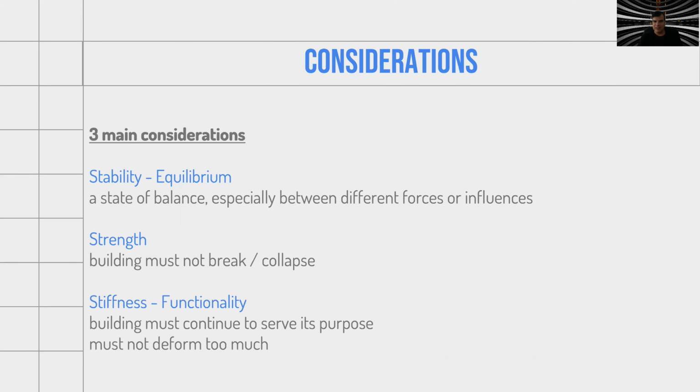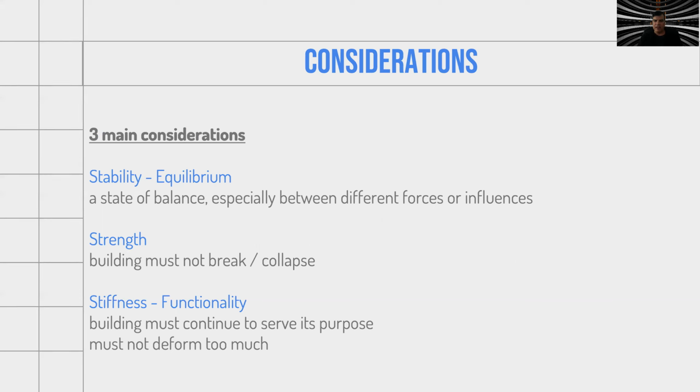There are three main considerations when we design a structure. One, stability and equilibrium, that is the balance between the different forces. If the element is not stable, it will tend to move, and that is not convenient. Two, strength. The structure must not break and cannot collapse; it needs to be strong enough to support the forces that are acting on it. And finally, toughness or functionality.